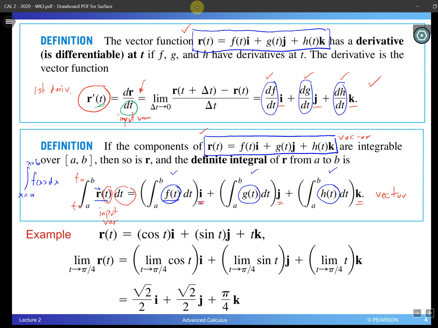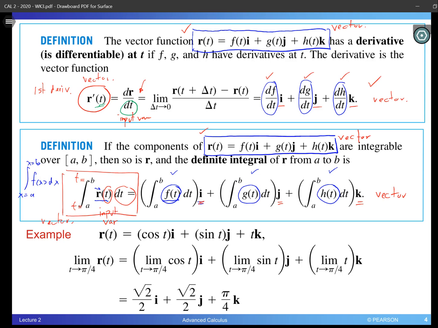Alright, same with the differentiation. Start with a vector and end with a vector. You might need to make a note here that r prime of t is a vector, and this integral is also a vector. Well, in the end it's just the same concept. Do the calculations three times, one for each component.